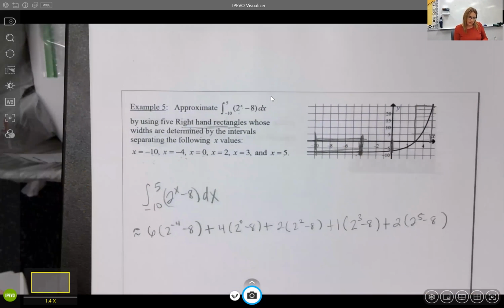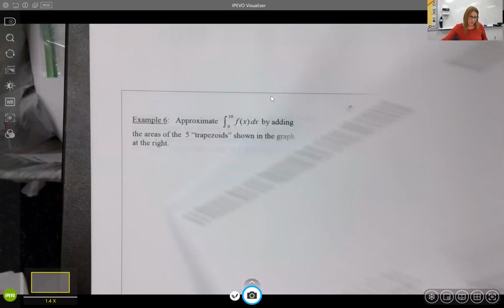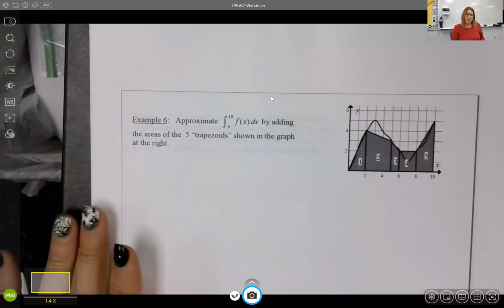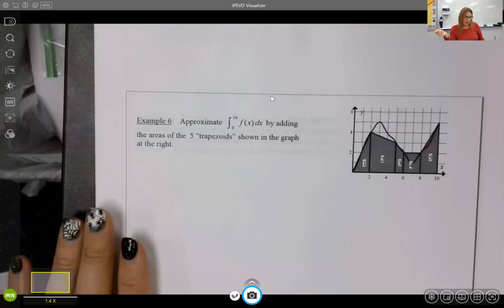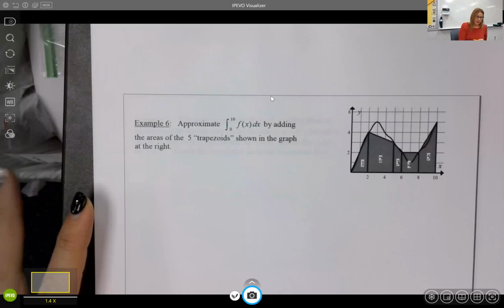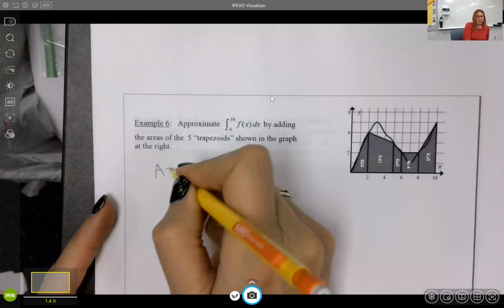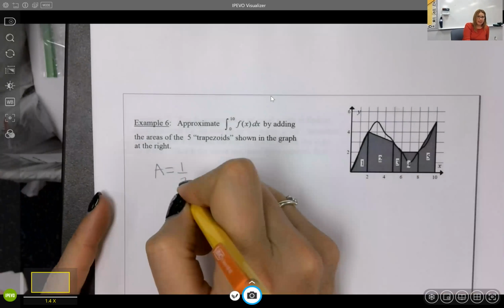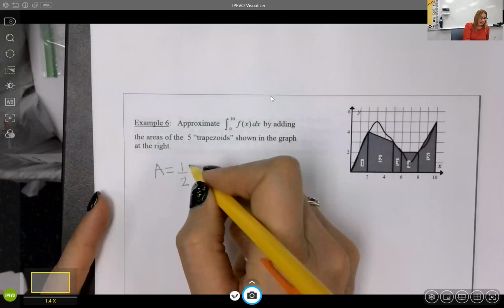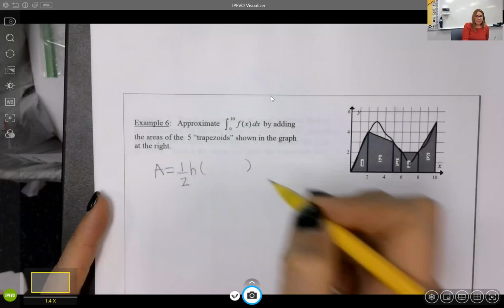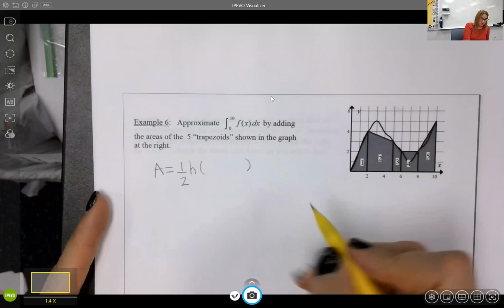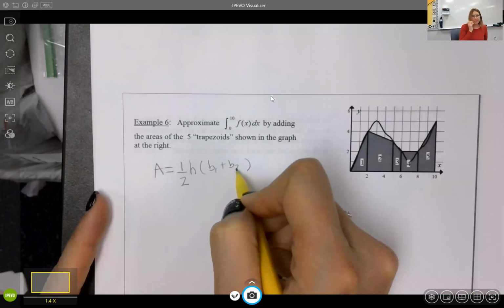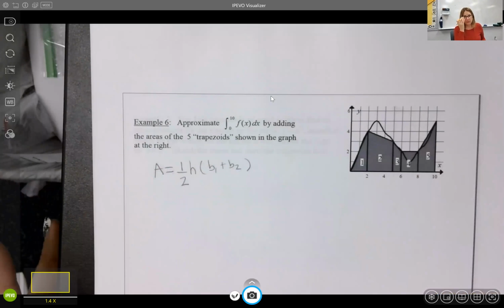Okay, so now what we're going to do is the same thing, but instead of using a rectangle, I'm going to use a trapezoid. First of all, the area of a trapezoid is just like a triangle. A triangle is 1/2 base times height. So I'm going to do 1/2 height times base, but instead of one base, I have 2 bases, so I have to figure out what that base is. So 1/2 height and then B1 plus B2.